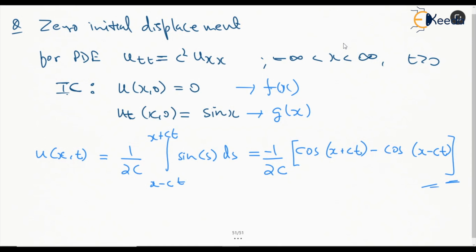So this is going to be the wave equation in terms of the independent variables x and t. So these are two questions for D'Alembert's solution.